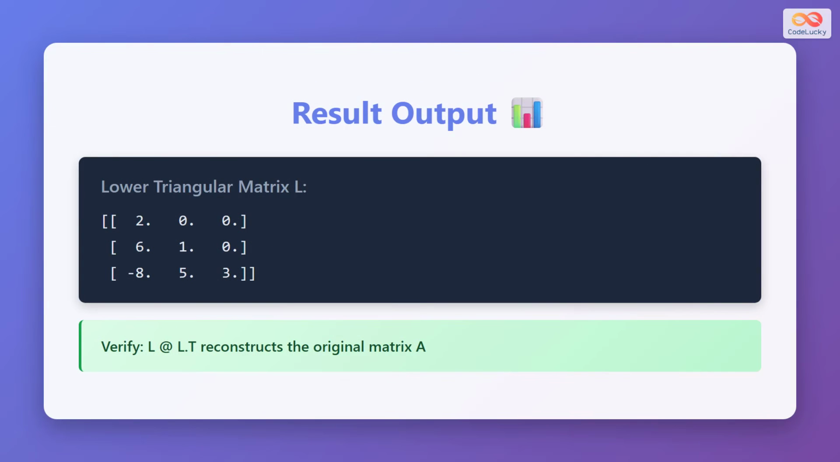The Cholesky decomposition produces a lower triangular matrix L in our example. The result is a 3x3 matrix with values 2, 0, 0 in the first row, 6, 1, 0 in the second row, and negative 8, 5, 3 in the third row. Notice how all values above the main diagonal are 0, which is characteristic of a lower triangular matrix. You can verify the correctness by multiplying L with L transpose to reconstruct the original matrix A.